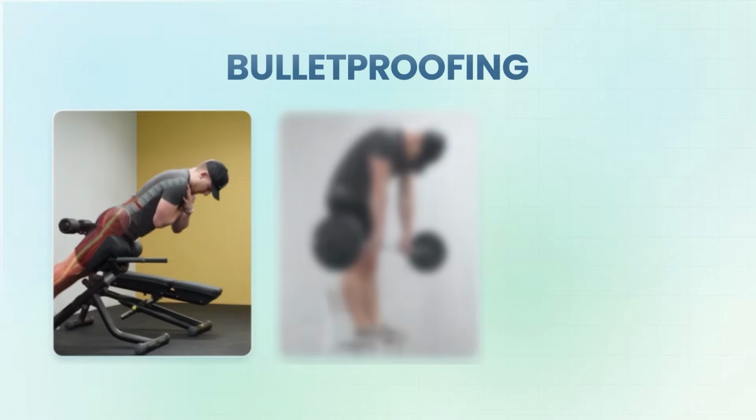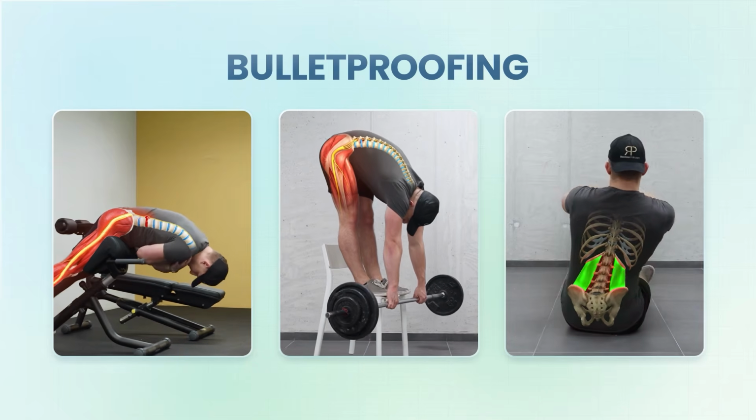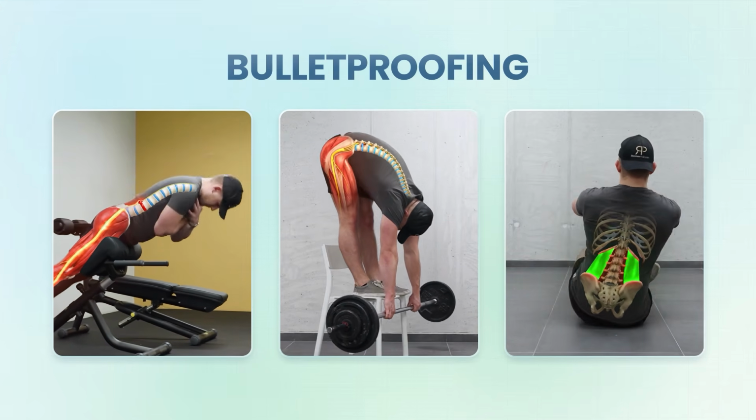Phase 3 is bulletproofing. This is the phase most people skip. They start feeling better, stop the protocol, and 6 months later, the pain comes back. Bulletproofing is what happens after you're pain-free. We push past that point and build resilience in the tissues surrounding that area.